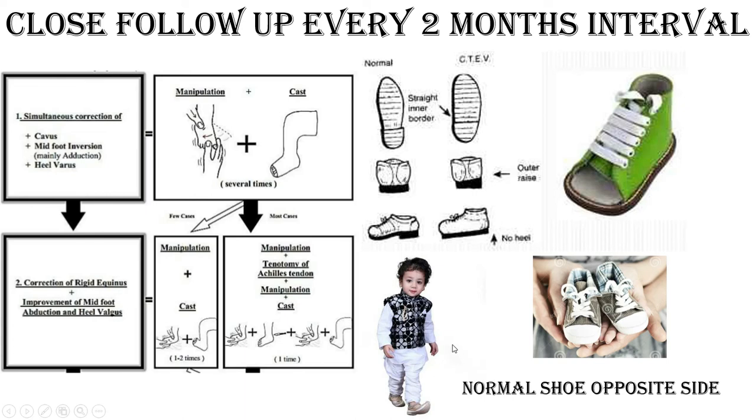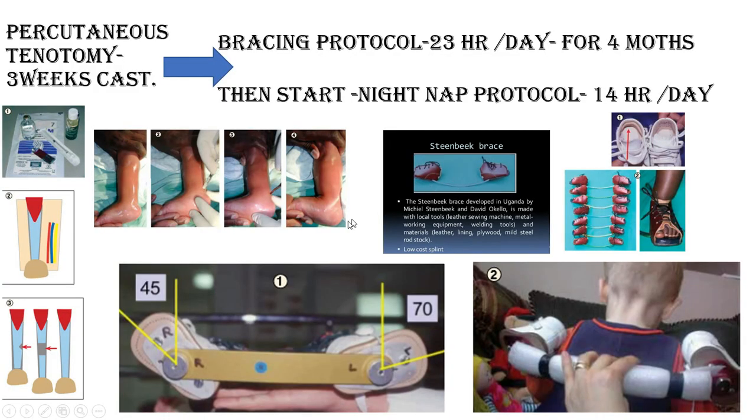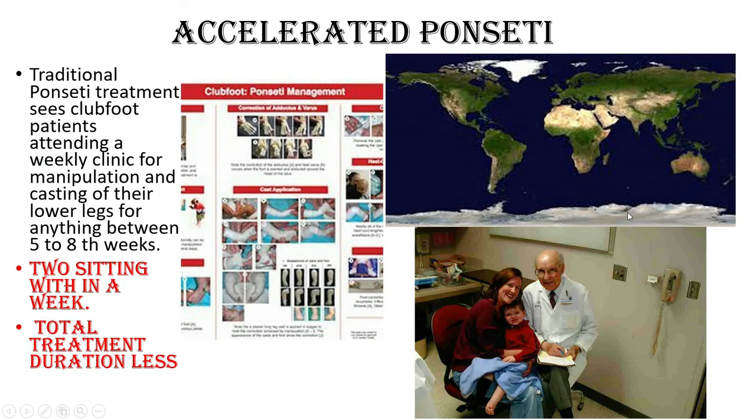We can use it as a common procedure, and we have to keep a close follow up at every 2 month interval, because in this time the foot will increase in size. So the size of the shoe will be increased from time to time, so we have to take care of that. Otherwise this toe will get adducted, or there will be pressure over this area. So we have to take care of the compliance of the brace. Now the whole treatment will take more than a year.